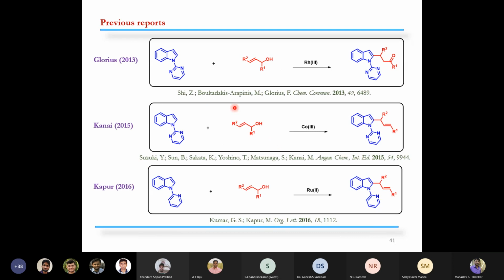By looking at previous literature, allyl alcohol was used first by the Glorius group. They employed the coupling of allyl alcohol at the C2 position of indole derivatives by using pyrimidine as a directing group, and they achieved the hydroarylated product under rhodium catalysis. While the Kanai group has done the allylation at the C2 position of indole by using the same directing group under cobalt catalysis, and a similar transformation was done by Kapur et al. in 2016, where they used a ruthenium catalyst.